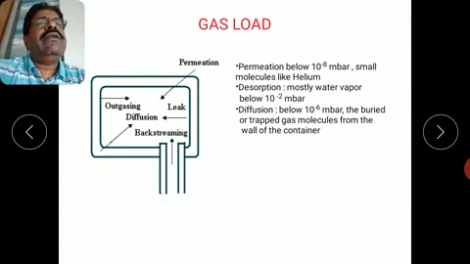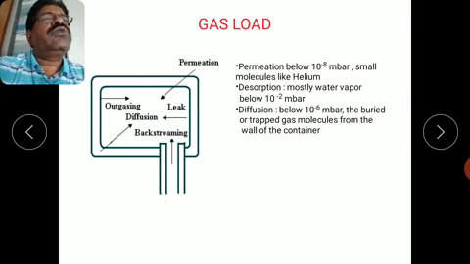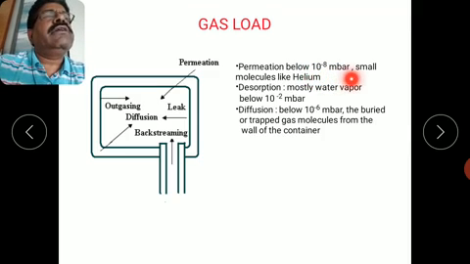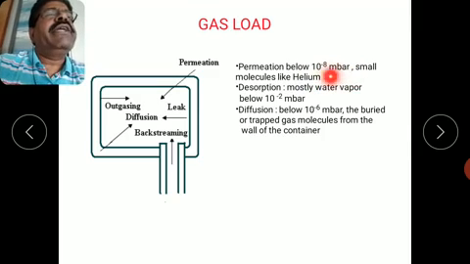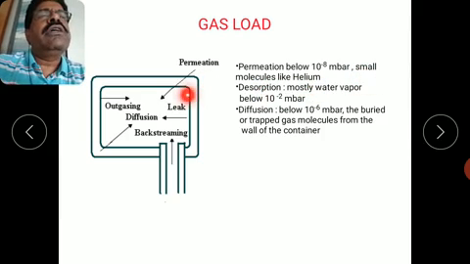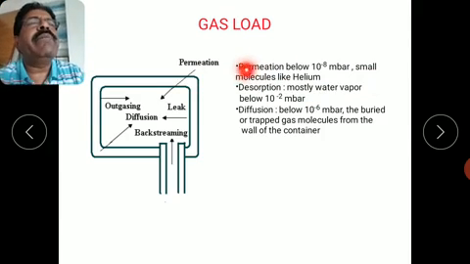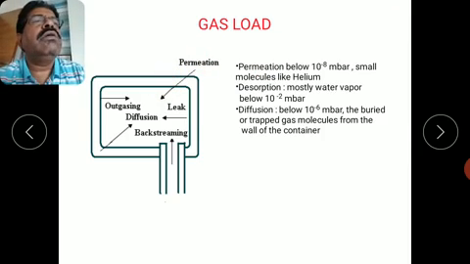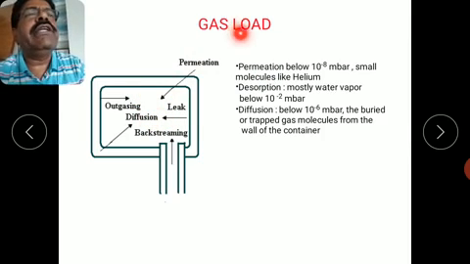And at a very high level of vacuum, permeation also contributes to this gas load. That becomes active at a sufficiently high vacuum, of the order of 10 raised to minus 8 millibar. At such a high level of vacuum, some very small gas molecules like helium can pass through the walls, which even though physically well constructed or manufactured, become permeable to these very small molecules. This will also add into the chamber, so that will increase the gas load.